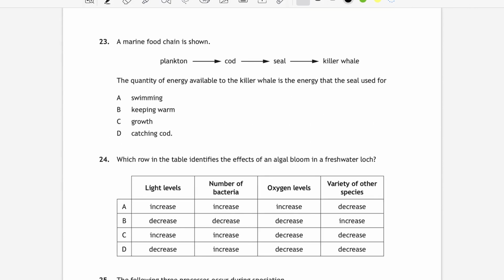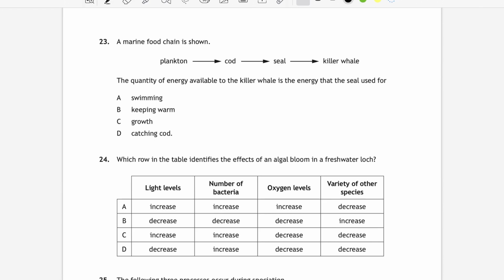Right. So question number 23. A marine food chain is shown. The quantity of energy available to the killer whale is the energy that the seal used for what? So A, B, C, or D. Work yourself through it. See how we get on. You can pause the video.